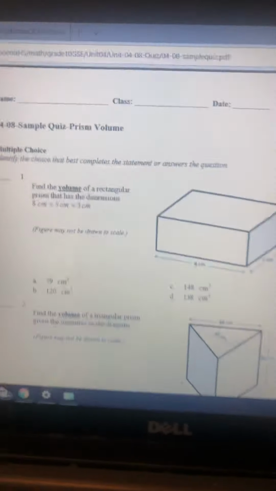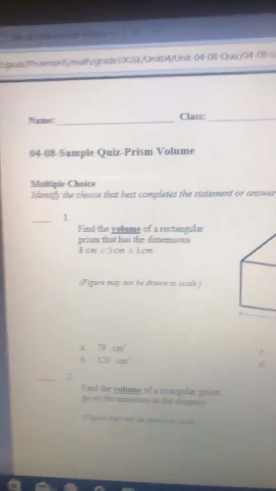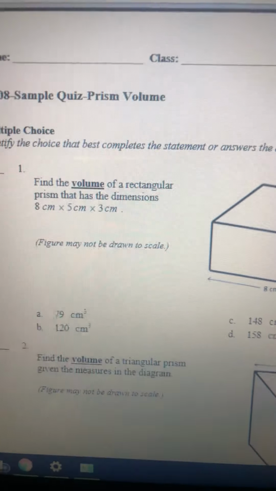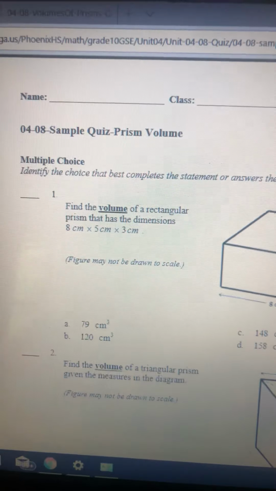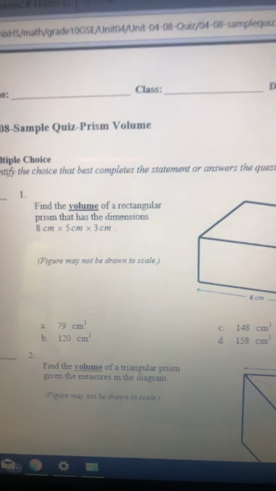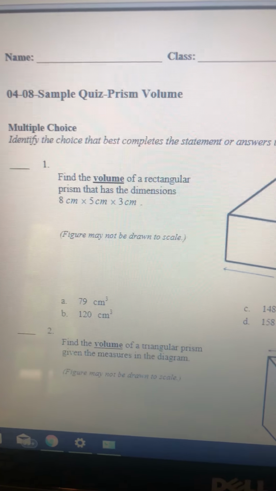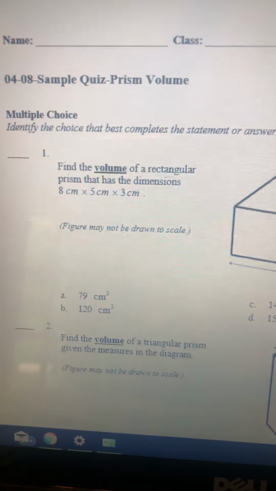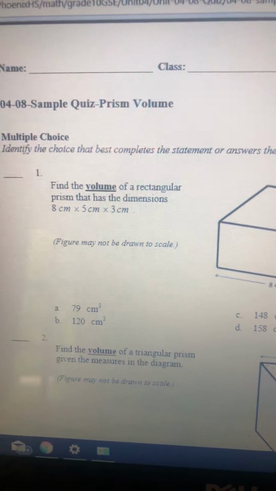Okay, so we're going to be going over your sample quiz 4.8 from last week. I just wanted you to be sure and have the answers to it. I did have to work them out on paper today because I can't get my printer to print out, so I apologize for that.